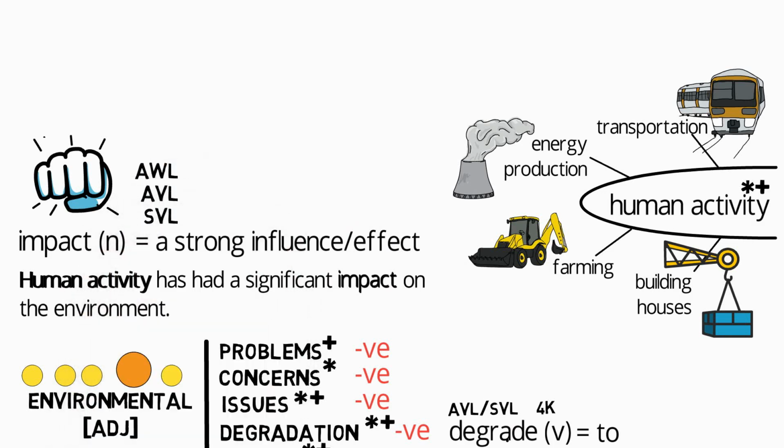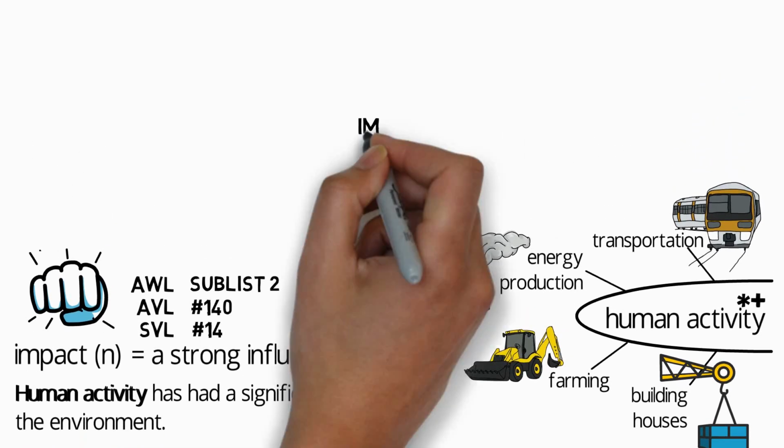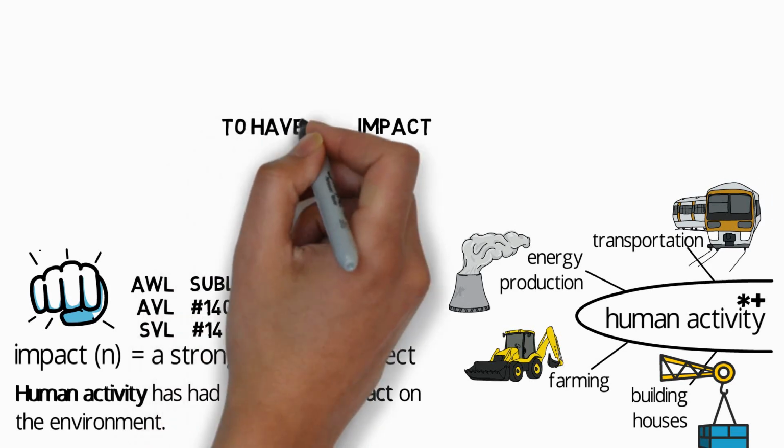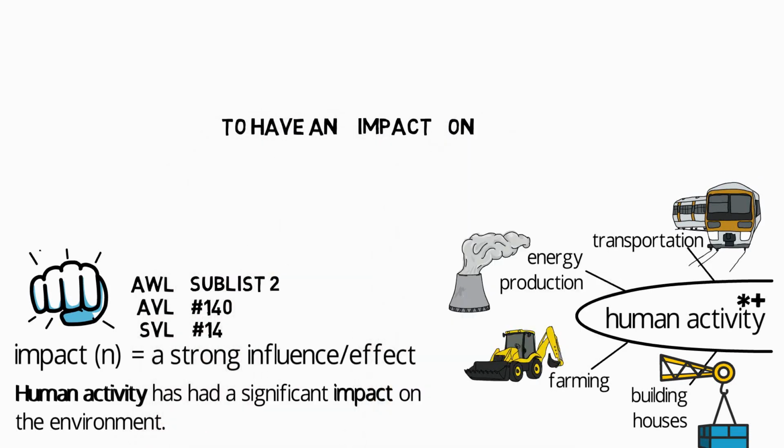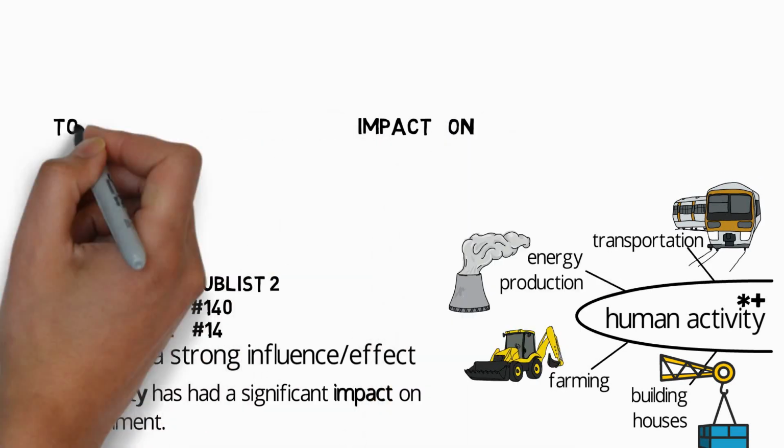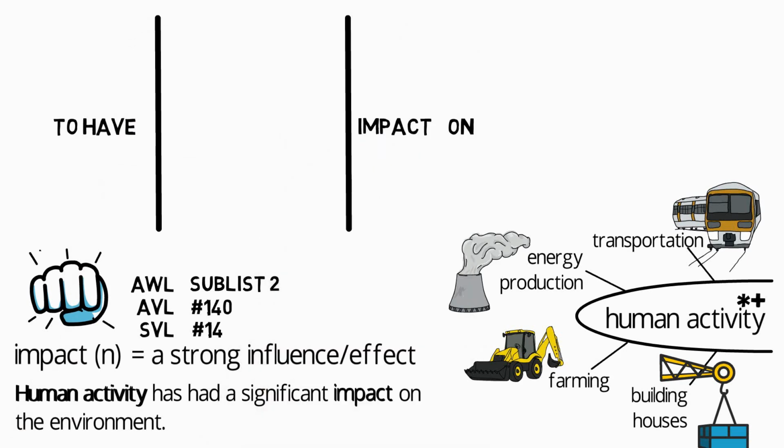And this is a really useful word. It's in the Academic Word List, Sublist 2, the Academic Vocabulary List, number 140, and the Secondary School Vocabulary List for Geography, number 14. So in academic writing, and especially writing about the environment, this is a really common word. Make sure you use it accurately, so it goes with the verb to have and the preposition on, to have an impact on. It's also a lovely word to study because there are so many collocations with this word.